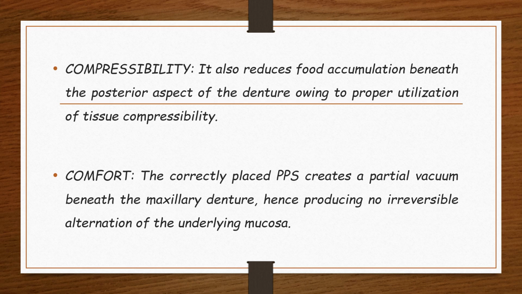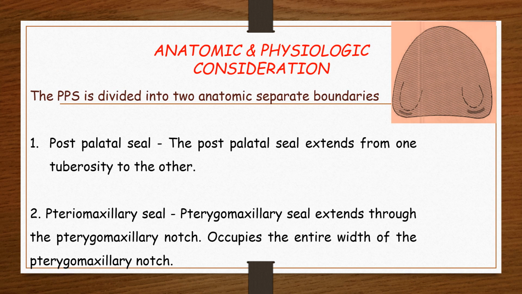Comfort. The correctly placed PPS creates a partial vacuum beneath the denture, hence providing no irreversible alteration of the underlying mucosa. Due to this partial vacuum creation, there is no injury or harm caused to the underlying tissues.